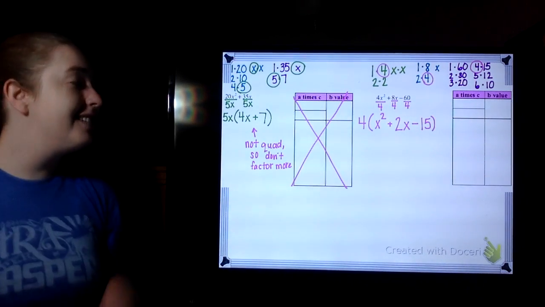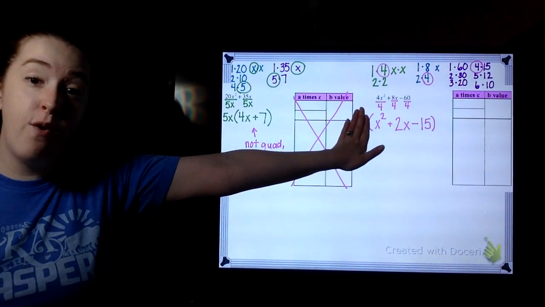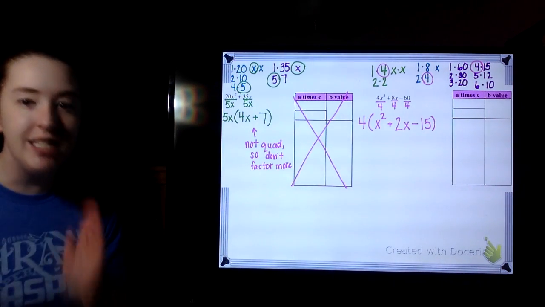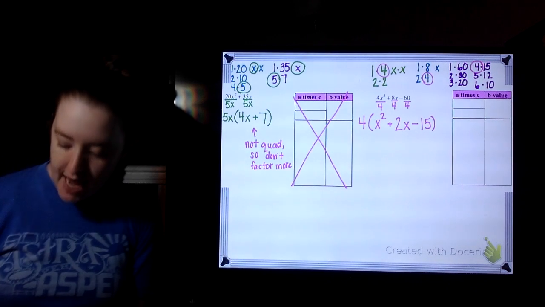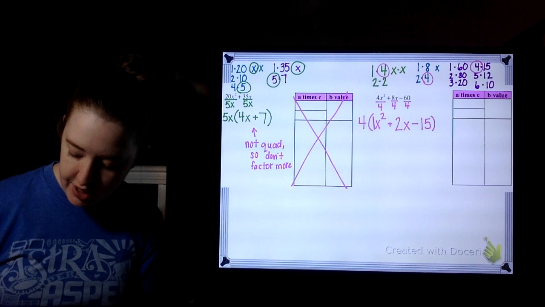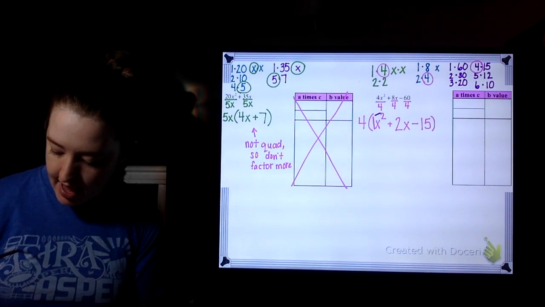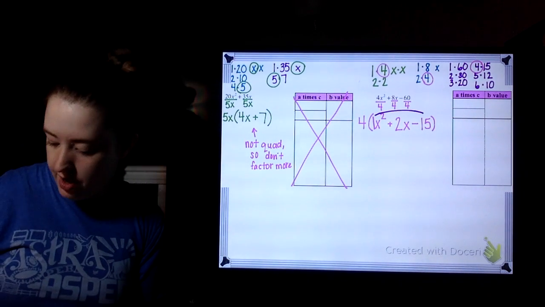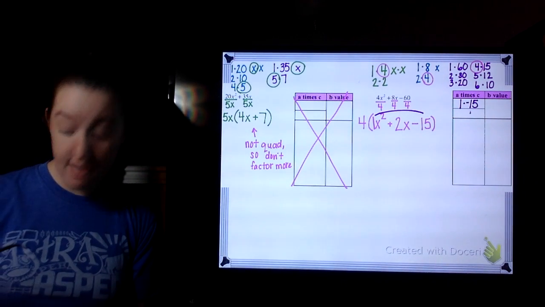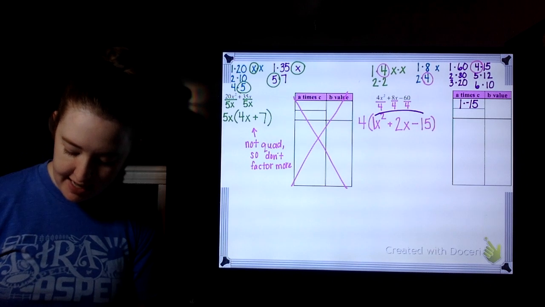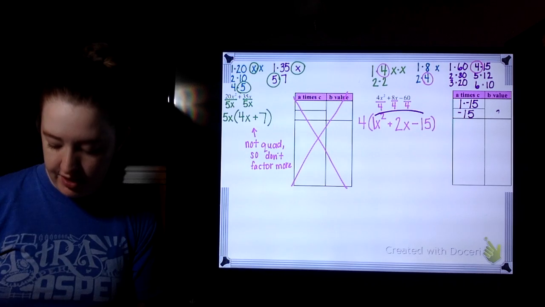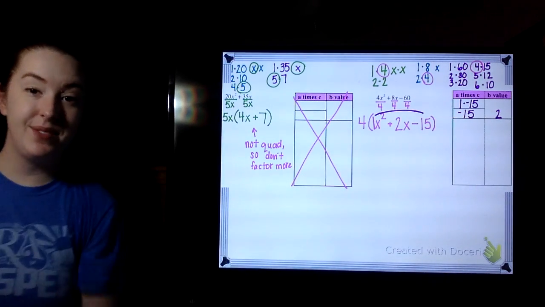Cool. All right, so I'm going to completely ignore that 4, pretend like it's not there at all. So I'm going to factor this just like normal. My a term in front of my x squared is 1. So what I need to do is I need to multiply a times c. So 1 times negative 15. 1 times negative 15 is negative 15. And then my b value there is 2, the guy that's on my x.